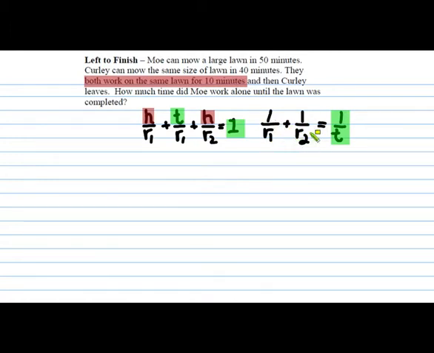So how do I take that into account? By adding this third ratio. Whereas in the working together problem, these would stay as 1. On the left to finish problem, these will become the time. These H's turn into the amount of time that the two individuals worked together before one of them took off. So let's go ahead and finish this problem.